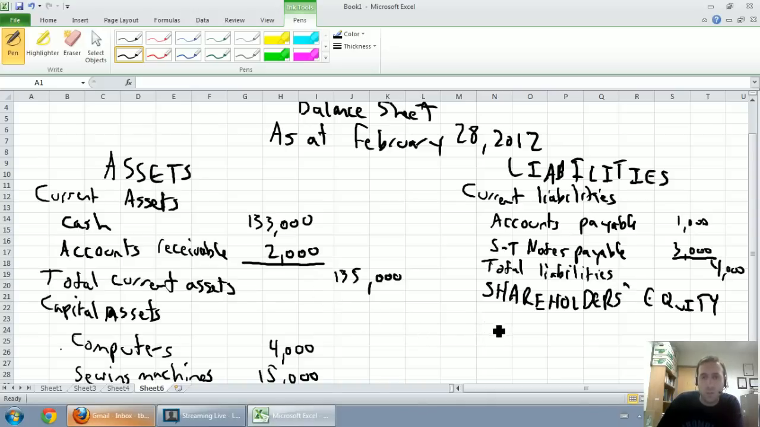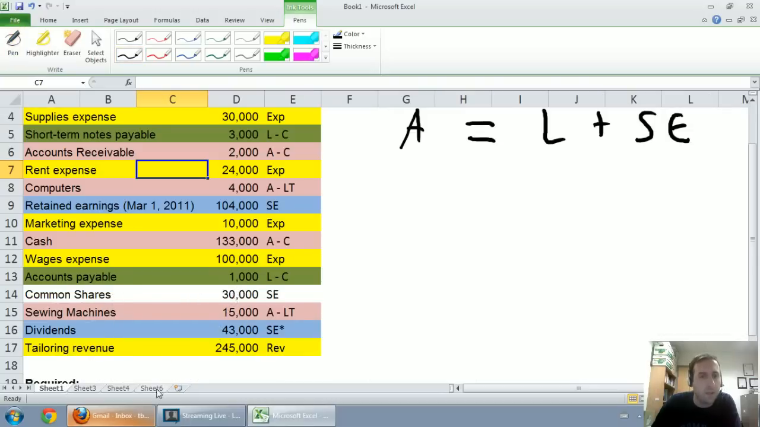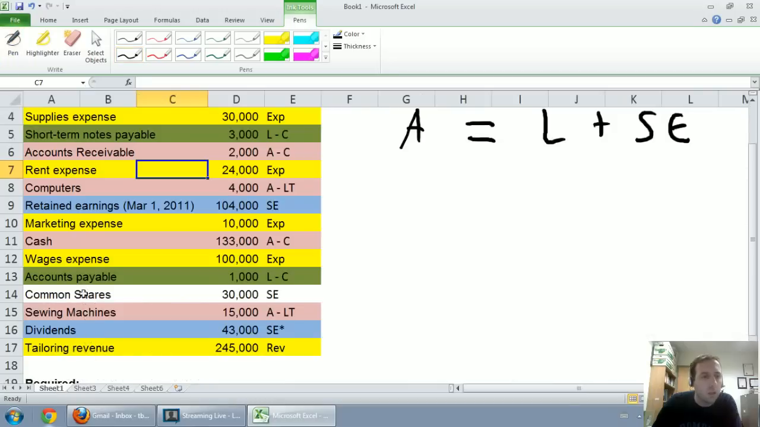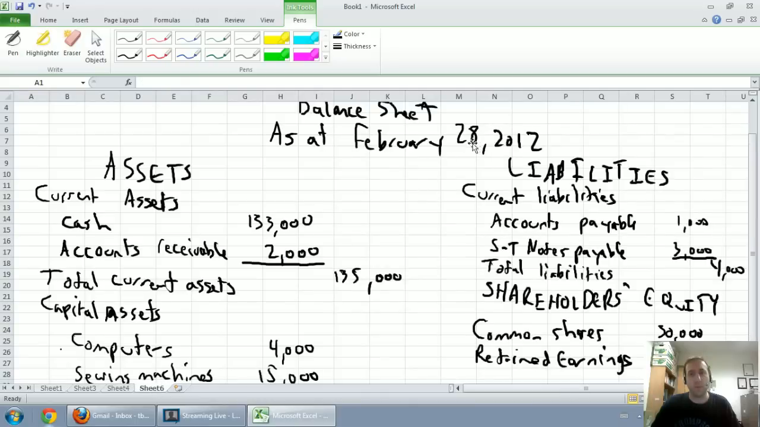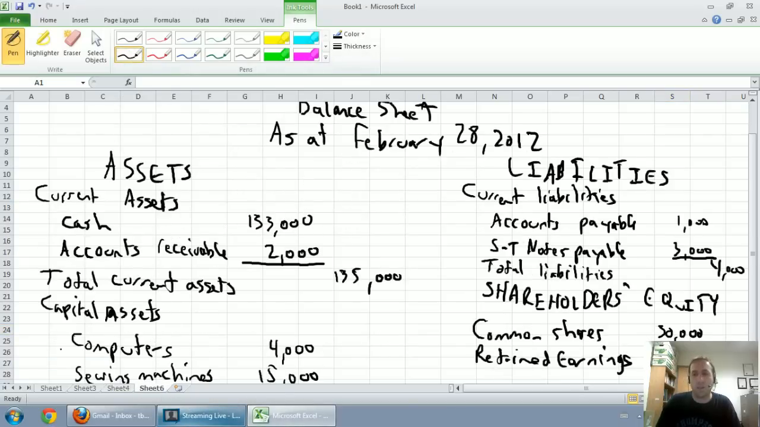And under shareholders' equity, we just have two accounts to list. We have common shares, and we have retained earnings. Our company's common shares are right there. They're the only thing I haven't highlighted so far. They're 30 grand. Let's fill that in. And our company's retained earnings, when I look on here, it says retained earnings March 1st, 104,000. I don't want to use that. I want retained earnings as at February 28th, my fiscal year end. Where am I going to find that? On my statement of retained earnings, the statement we just prepared a moment ago, you can see the retained earnings there at the bottom are $120,000. Let's fill that number in, and then we're all set.